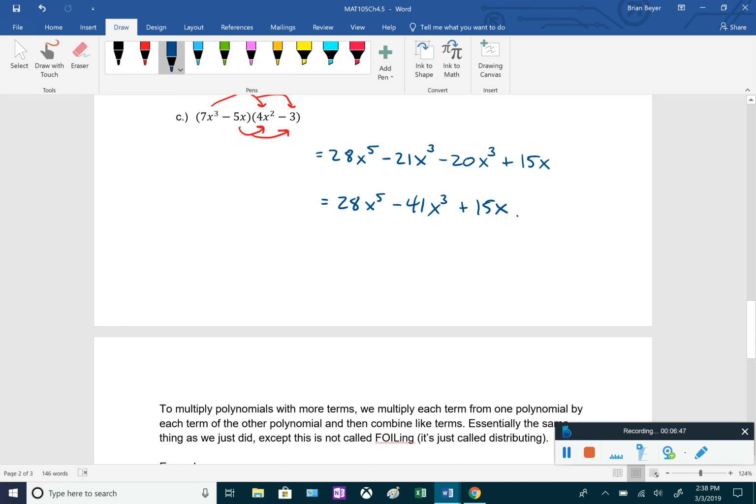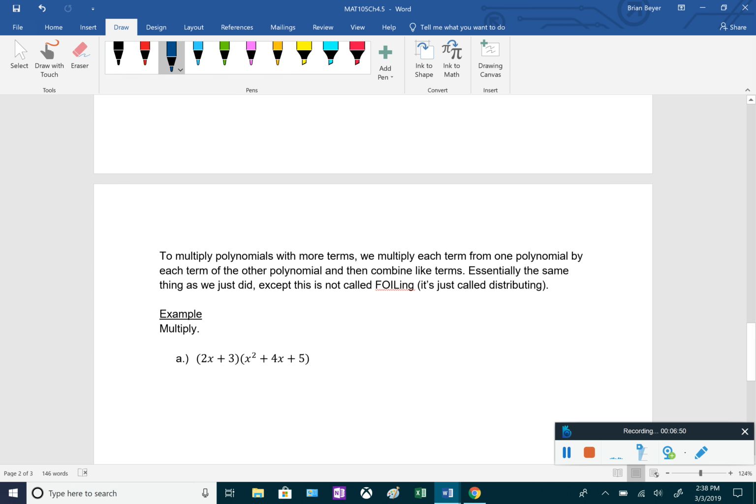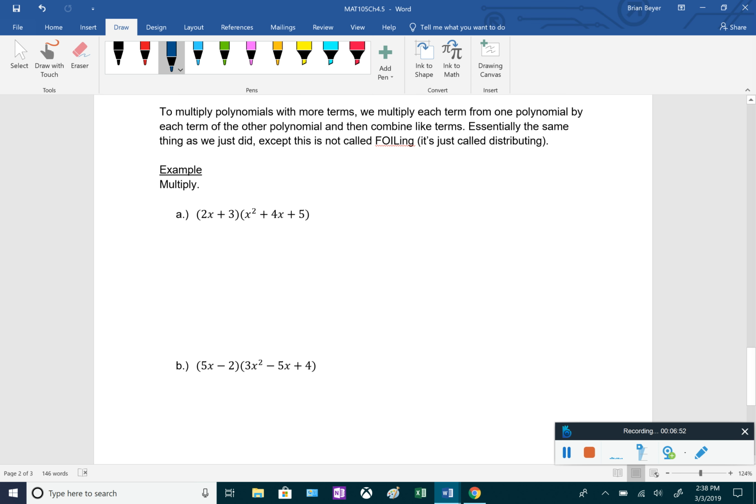Okay, so that's foiling. That's multiplying a binomial by a binomial. Now I'll make it a little bit more difficult for this last page. So now we're going to be multiplying polynomials with more terms. So we're going to be multiplying binomial times a trinomial times a trinomial. So to do this, it's essentially the same thing that we just did. We're going to be multiplying each term from the first polynomial into every term in the second polynomial and then combining like terms. So it's just distributing just like what we just did, except technically it's not called foiling, but same exact method.